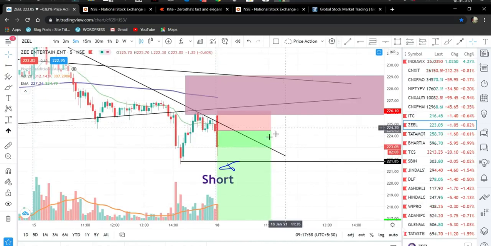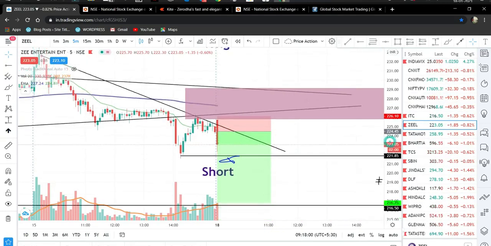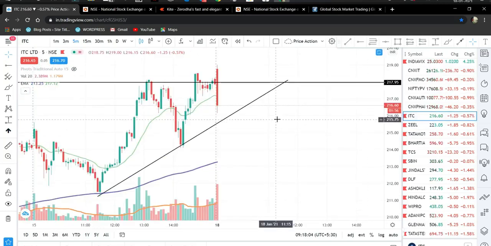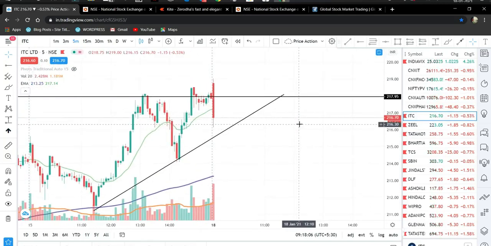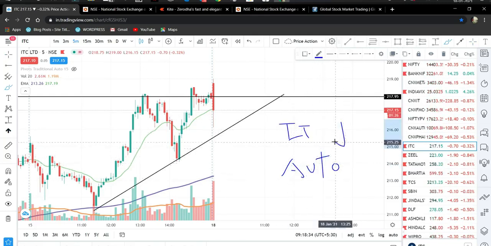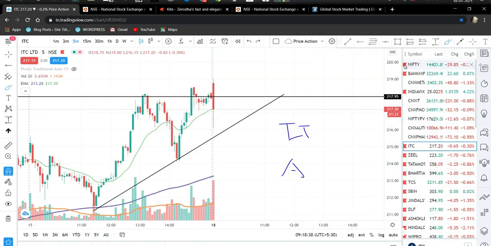So Zee Entertainment is also down now. I'm planning to take a trade in Zee Entertainment by looking at the charts, and ITC is also in the no trading zone, and it has not given a breakout today. The IT sector and the auto sector are down. Now I think that the banking sector will be up while these two sectors will be down, and that's just what I think. It may not be true.